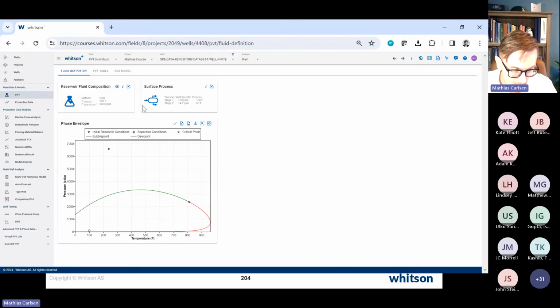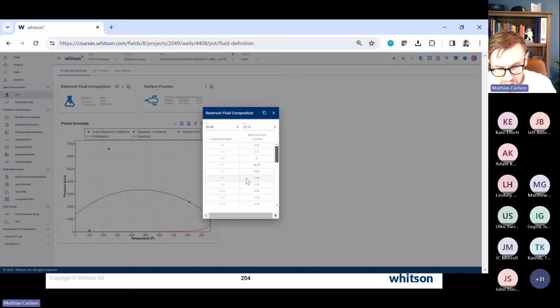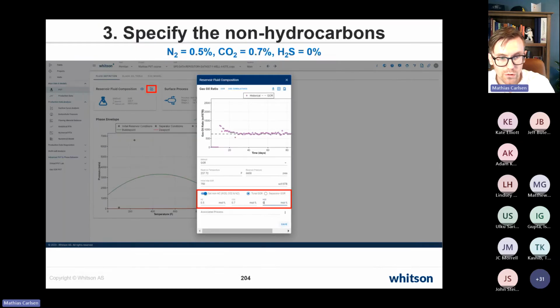When you rerun the calculation now and open the reservoir fluid composition, you see that your reservoir fluid composition will also honor whatever content you inputted. We did 0.5, 0.7, and 0. So that's how you set the non-hydrocarbon compositions in the software.